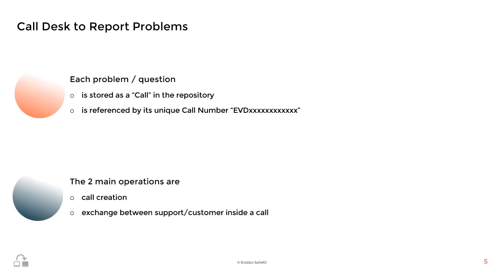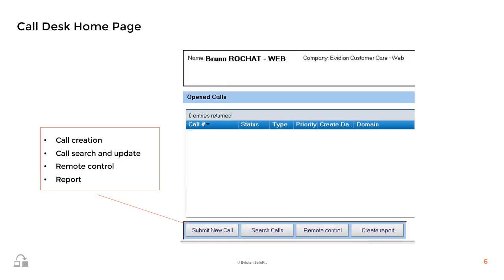Let's now explain how the call desk works. Whenever you have a problem or a question, you can open a call. Each call is referenced by its unique call number, which is prefixed by EVD. There are two main operations on the call desk: the call creation and the exchange between support and you within a call. Here is the call desk homepage.